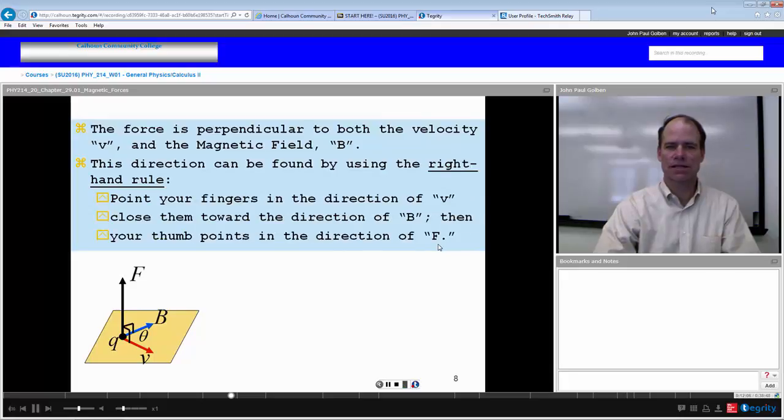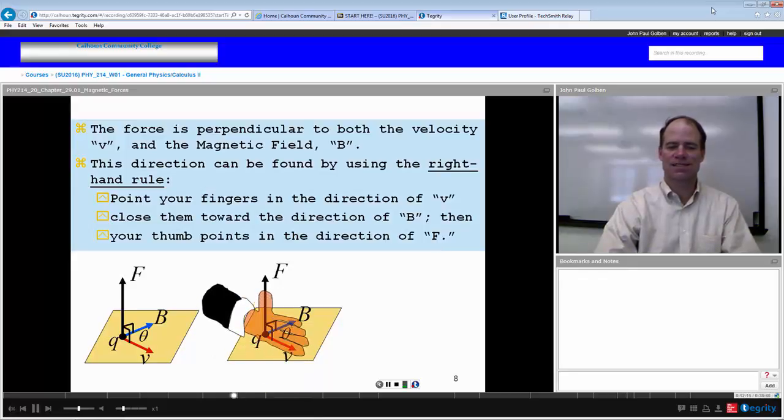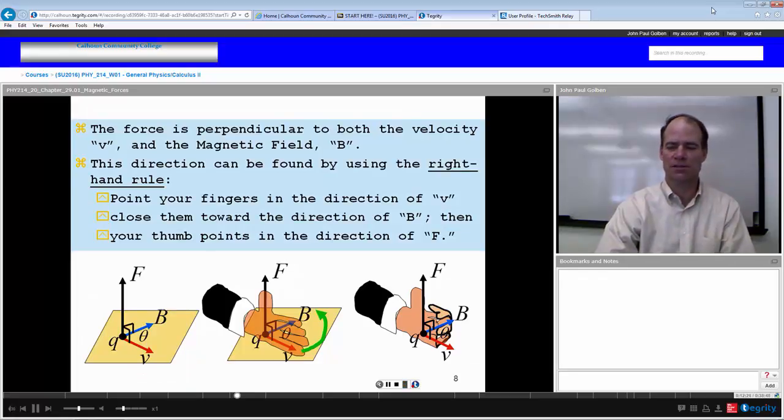So it looks like this. I said, point your fingers in the direction of the first vector, the velocity. So the hand, as close as I can draw it using a cursor. Close it on the magnetic field, and then your thumb points in the direction of the force if it were a positive charge.